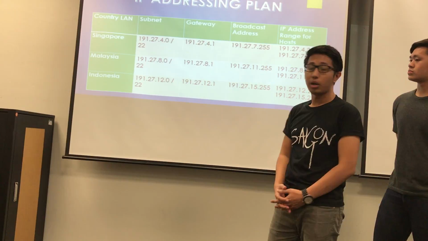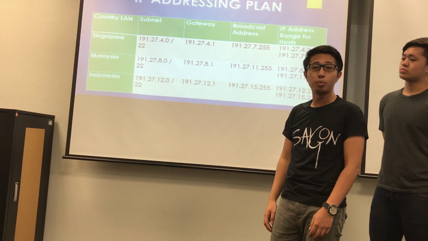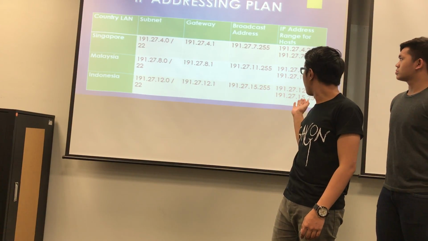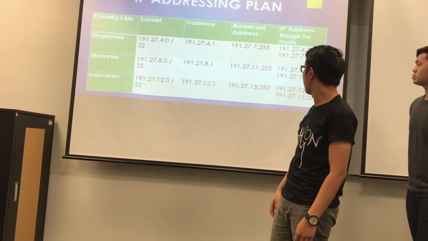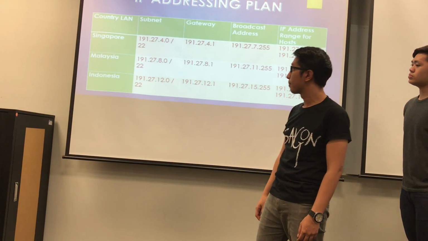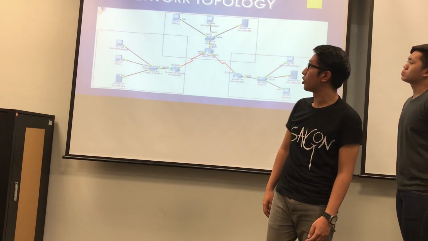So for Singapore, our IP addressing range is from 4.2 to 7.254. For Malaysia, it's 8.2 to 11.254, and for Indonesia, it's 12.2 to 15.254. So I'll now pass it over to Elmo to explain to you our network topology.